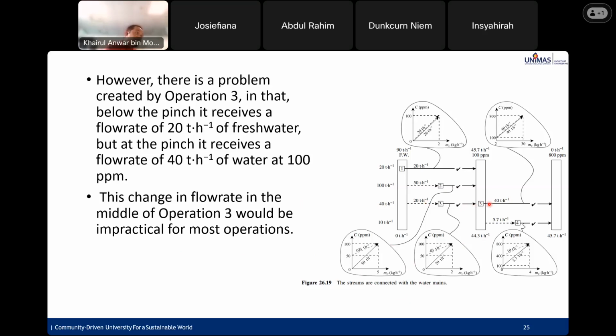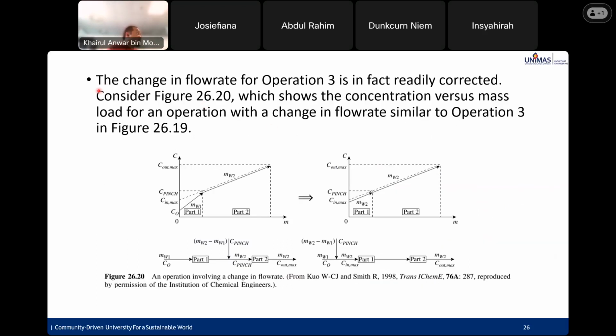It should not have changes in flow rate within the operations. The change in flow rate for operation 3 is in fact readily corrected. Consider figure 26.20. We show the concentration versus mass load for an operation with a change in flow rate within the operation, similar to operation 3.